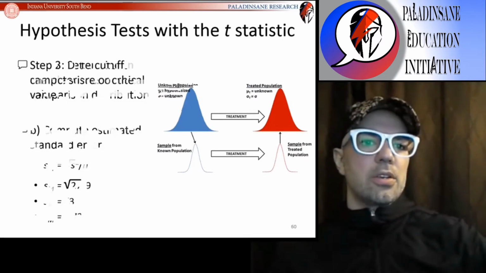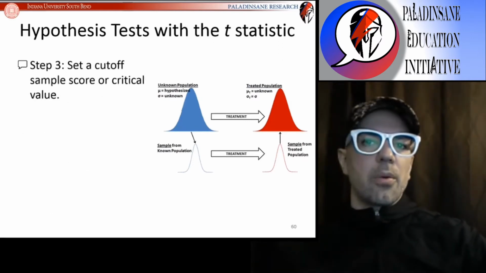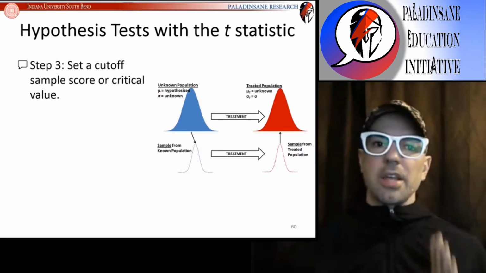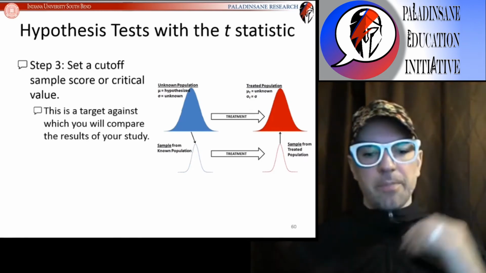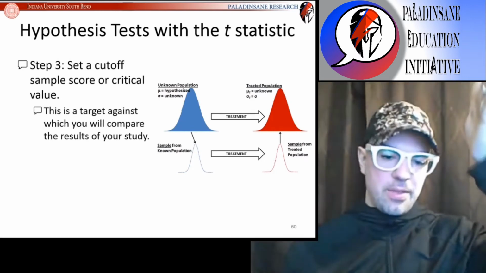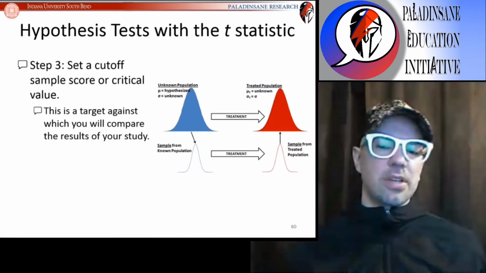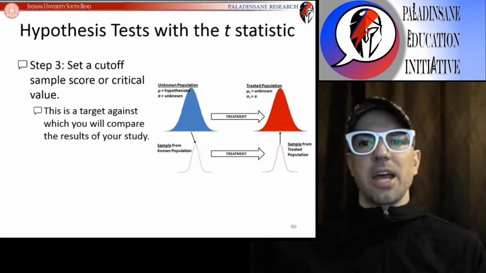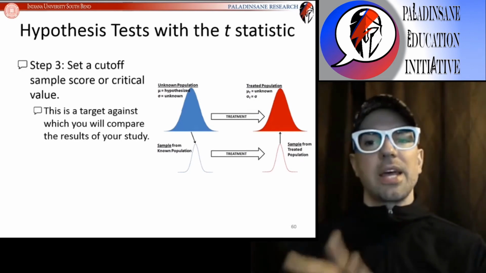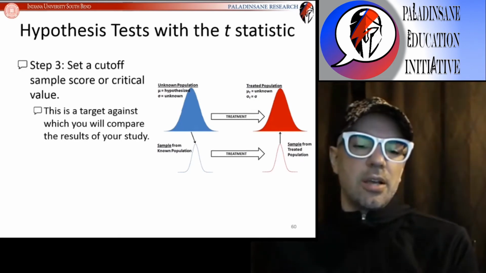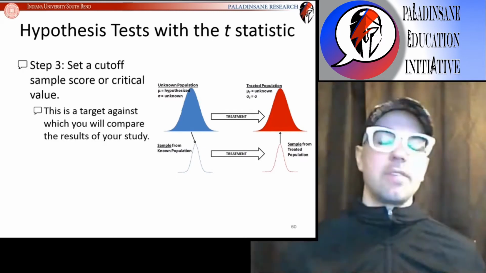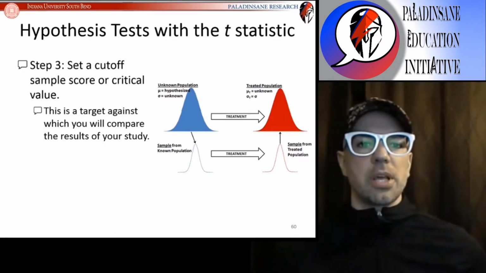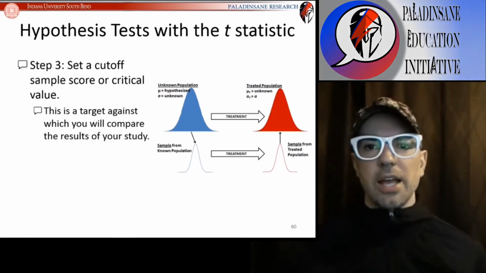Now we're going to go to step 3 and set a cutoff sample score, or a critical value. These are the lines in the sand that we've been talking about. This is where we say this is how far our sample is allowed to go for us to still believe it belongs to the hypothesized population, the null hypothesis population. But if it goes past that line, then we're not going to believe it anymore. We're going to say, nope, there's a treatment effect. We're going with the research hypothesis. So we need to figure out those lines in the sand.